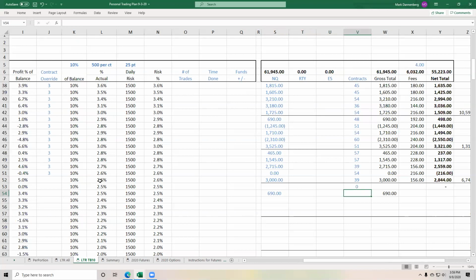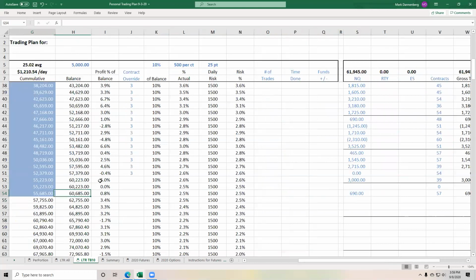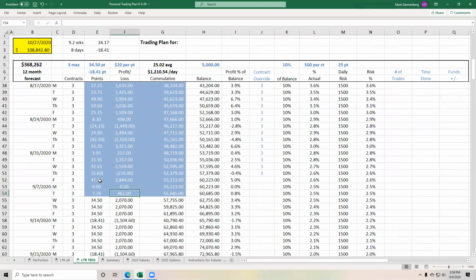And we did 19 trades. That's a lot of trades to only come up with $690. But we had 3 contracts per trade, so 57 contracts, okay? And so that gives us a net of 7.7 points for the day, $462 for the day.